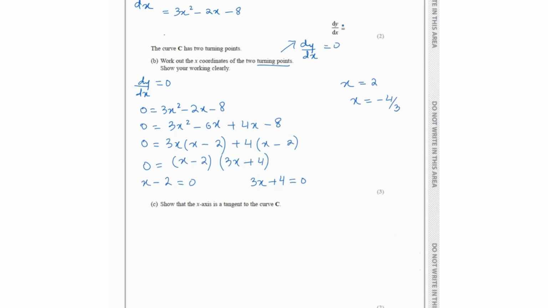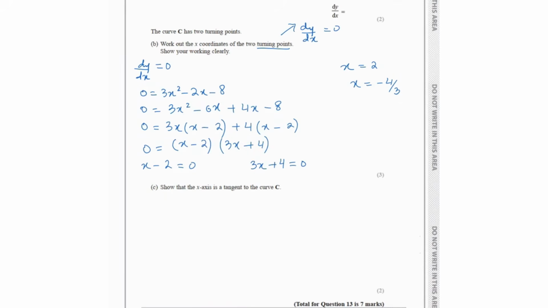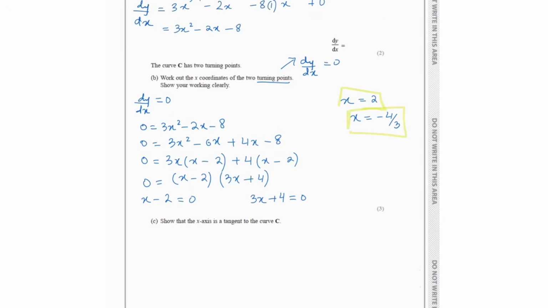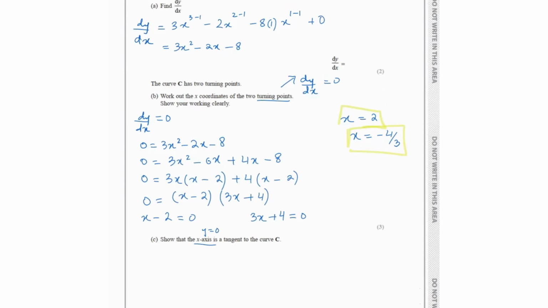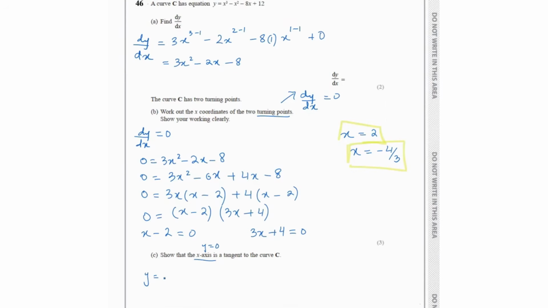Then show that the x-axis is a tangent to the curve C. Since they want us to show that the x-axis is a tangent to the curve C, we know that we have 2 points on C over here: x equals 2 and x equals -4/3. So you're going to substitute these 2 points into the equation of the curve and see which one gives y as 0, because at the x-axis, y is 0. So y equals, let's put x equals 2 and see if we're getting 0.